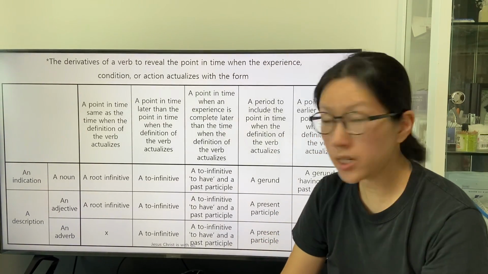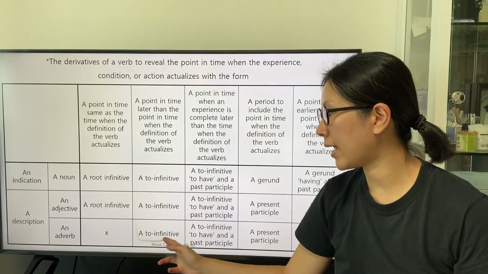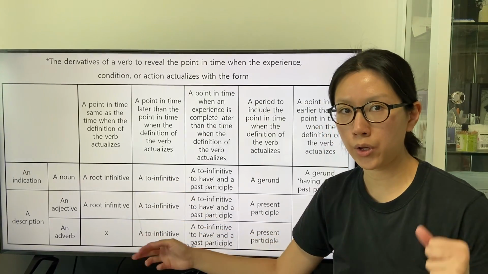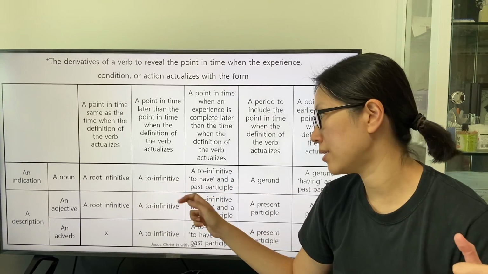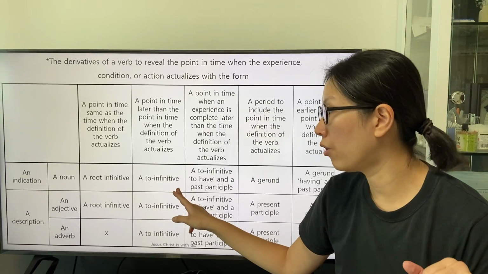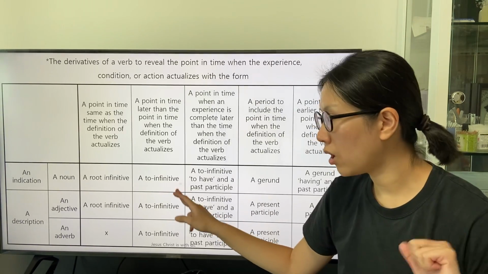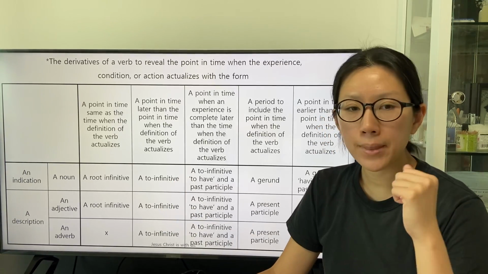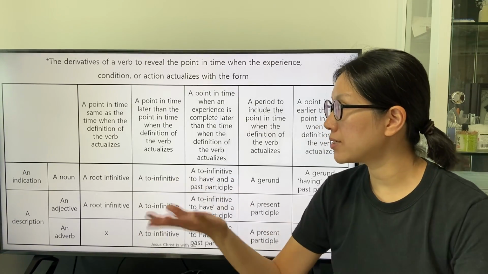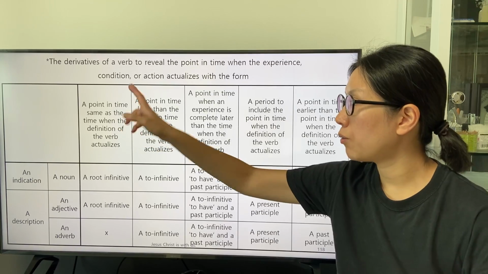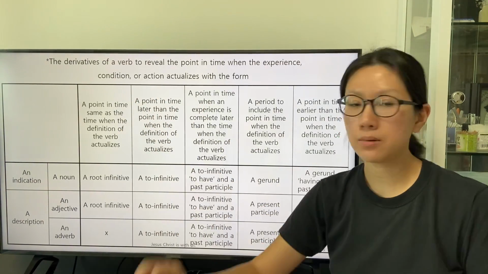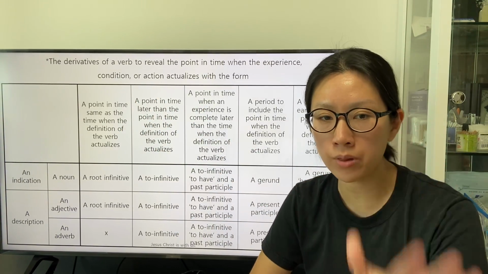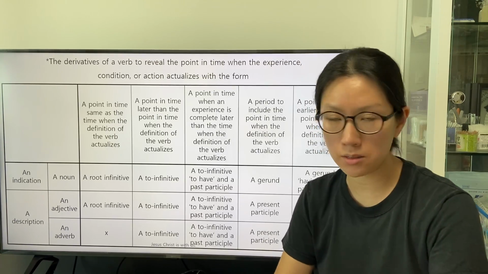To infinitive, as we studied, can be applied with the trait as a noun or as an adjective or an adverb. To infinitive reveals a point in time later than the point in time when the definition of the verb actualizes.